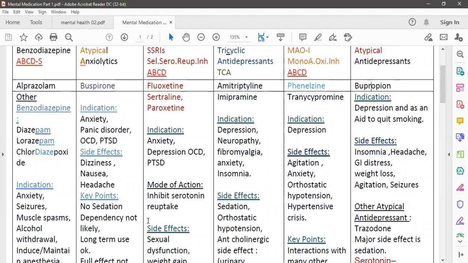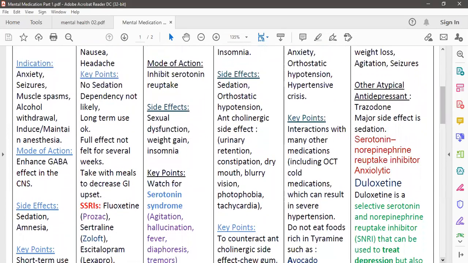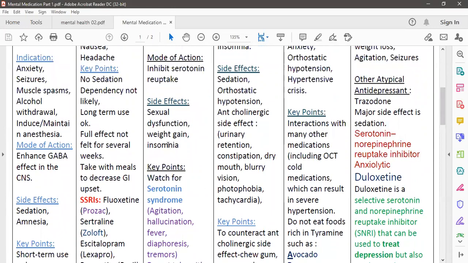The common side effects are like benzodiazepines, they have an ABCD, right? And what is the meaning of ABCD? We already discussed. Other side effects of SSRI, they can cause sexual dysfunction, weight gain, and insomnia. So to avoid the insomnia, it is good to give this medication in the evening, not at sleeping time.